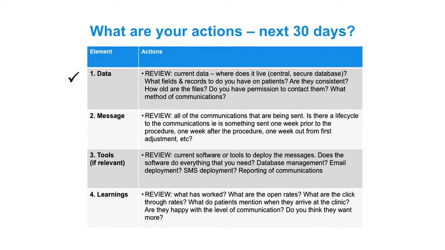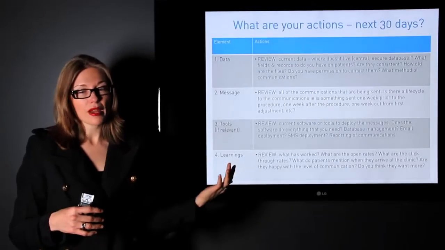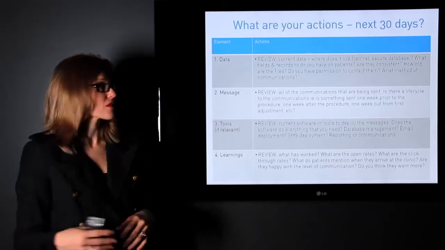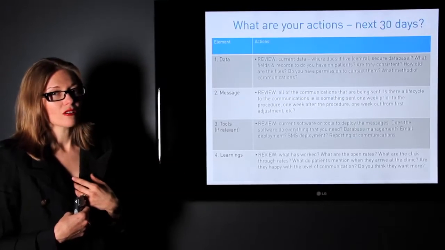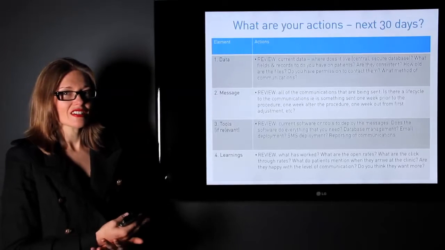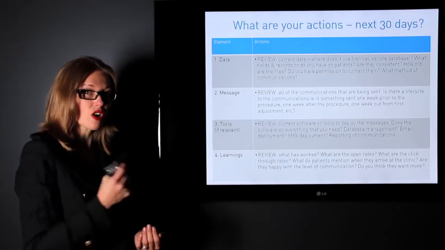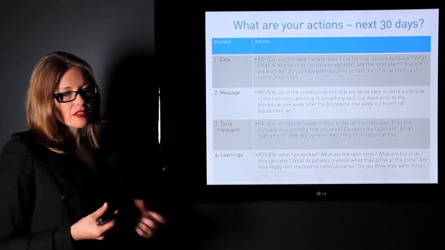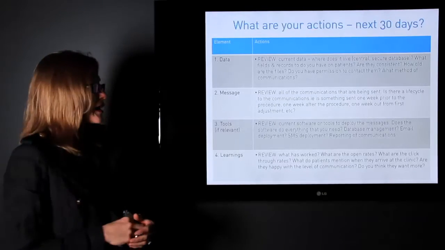What data are you collecting? Where is that data actually being collected? Is it still a paper-based system, or is there something else that you are using? Do you have permission to contact them as well? Most people haven't collected opt-in information, and you need to be making sure that you are collecting this opt-in. And what methods of communication do they want to be receiving? Is it an SMS or is it an email?